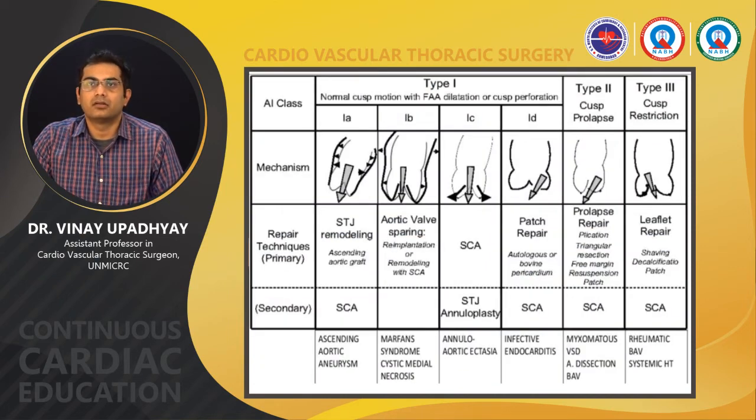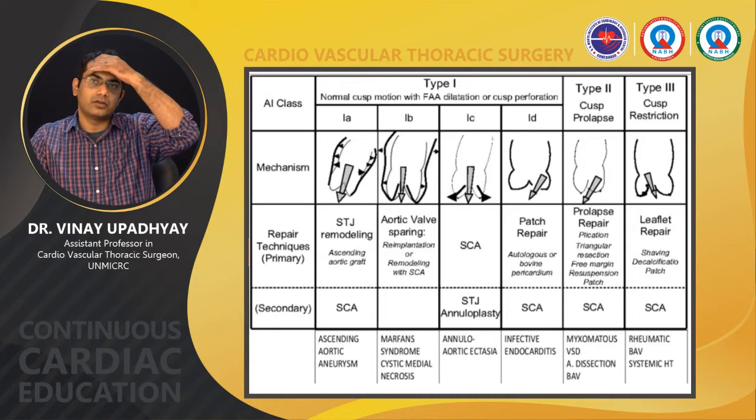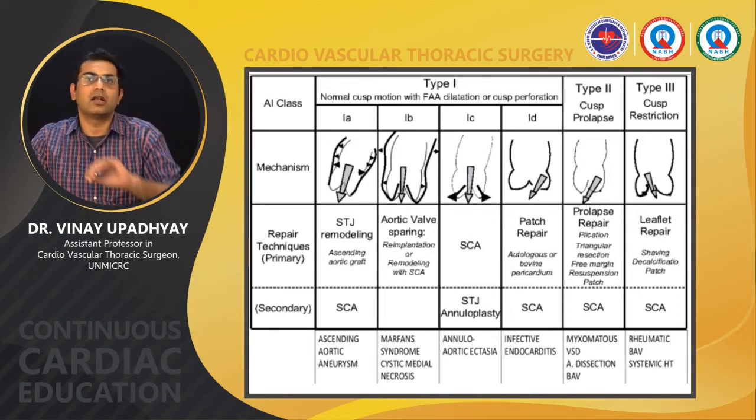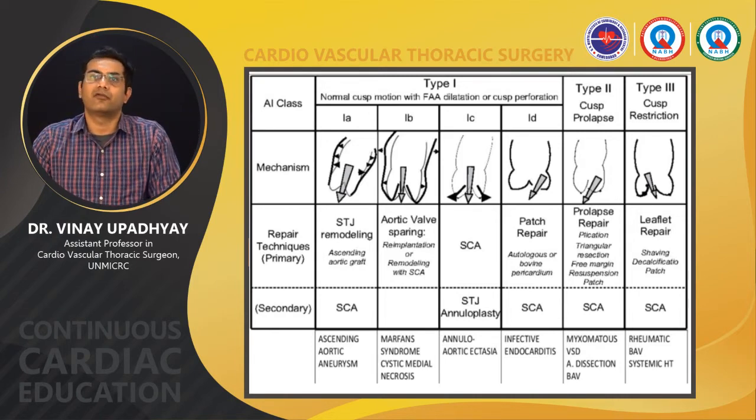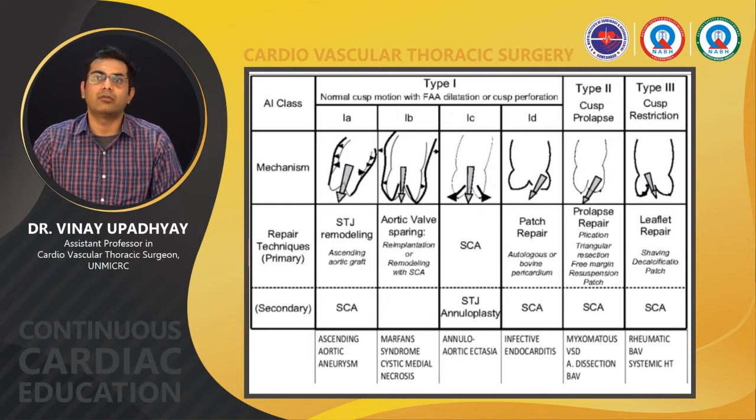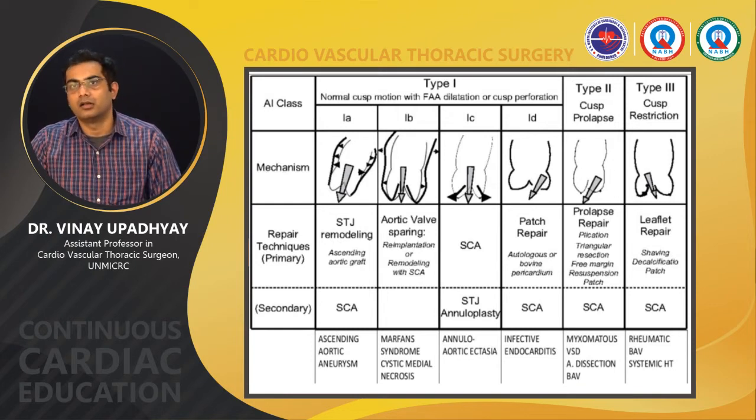This is a further same classification. Type 1 with normal cusp motion associated with dilated functional aortic annulus or cusp perforation. Type 2 is cusp prolapse, type 3 is cusp restriction.